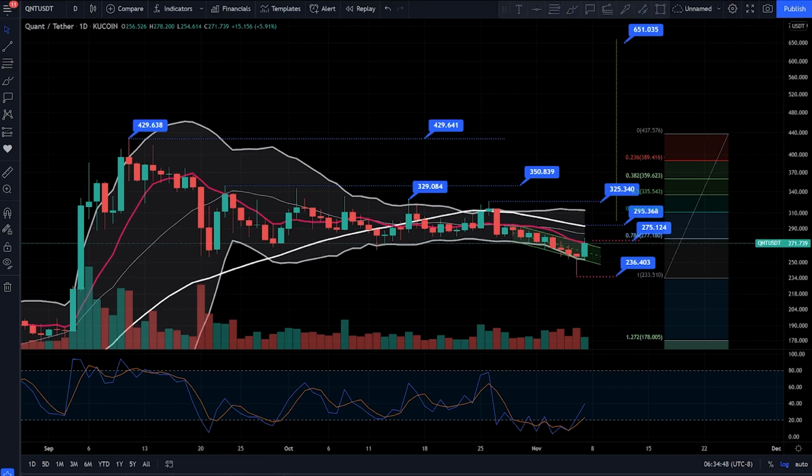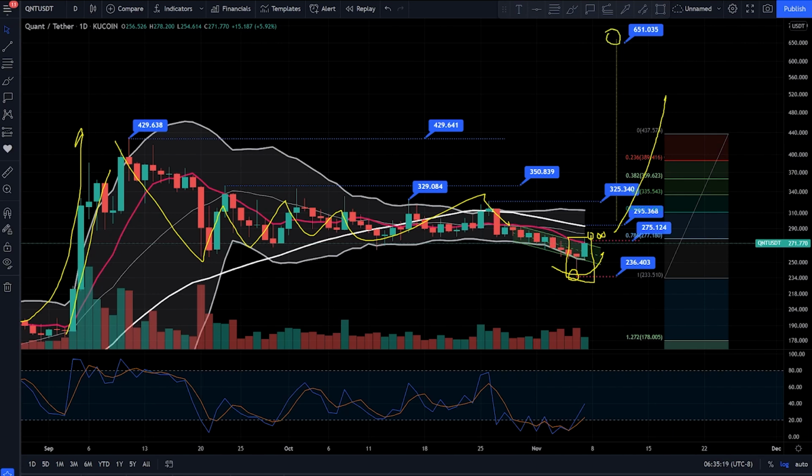So all we need for Quant to do is to trade at or above 275 and stabilize over that. Then that would confirm the combination of this candle, that Quant already found bottom at 236 as part of this retracement and consolidation of this prior bull run. And now Quant is reversing direction and is in the process of beginning this new bull run that will eventually take Quant to my target price of 650.